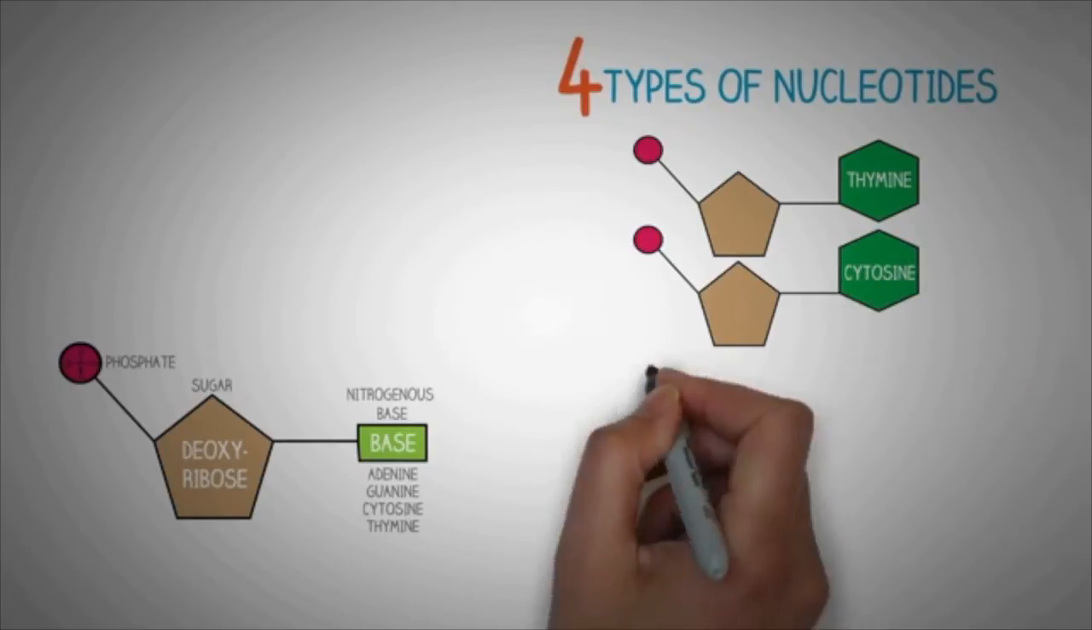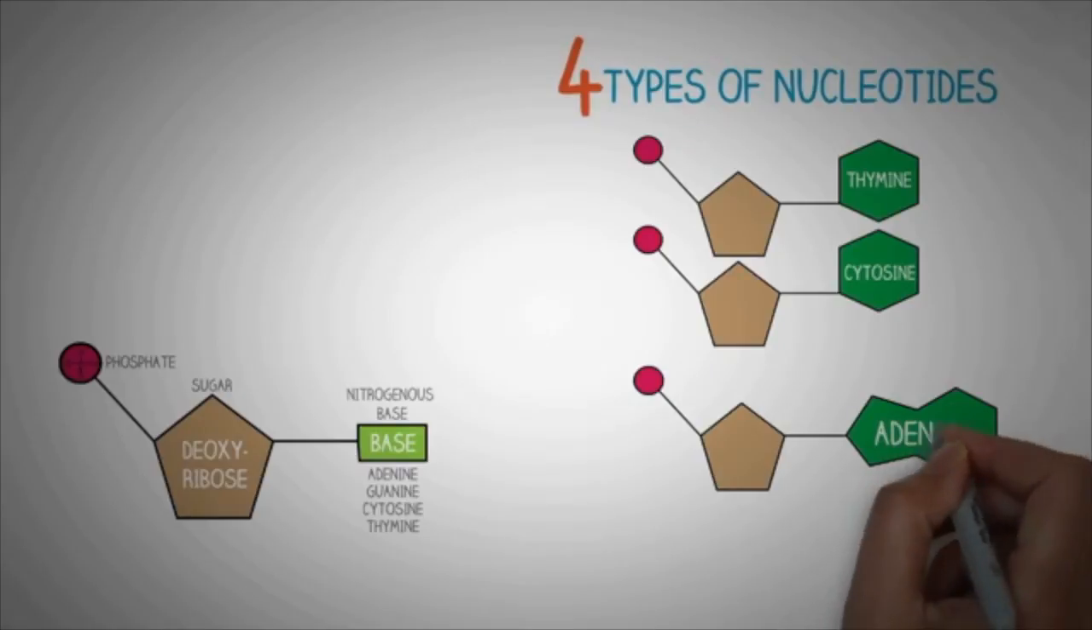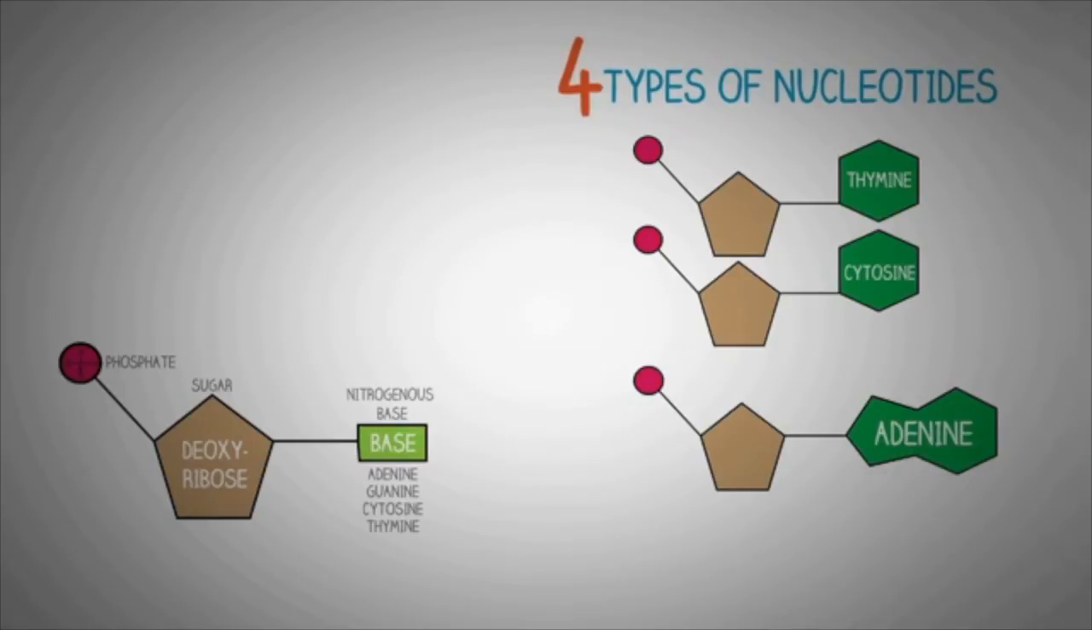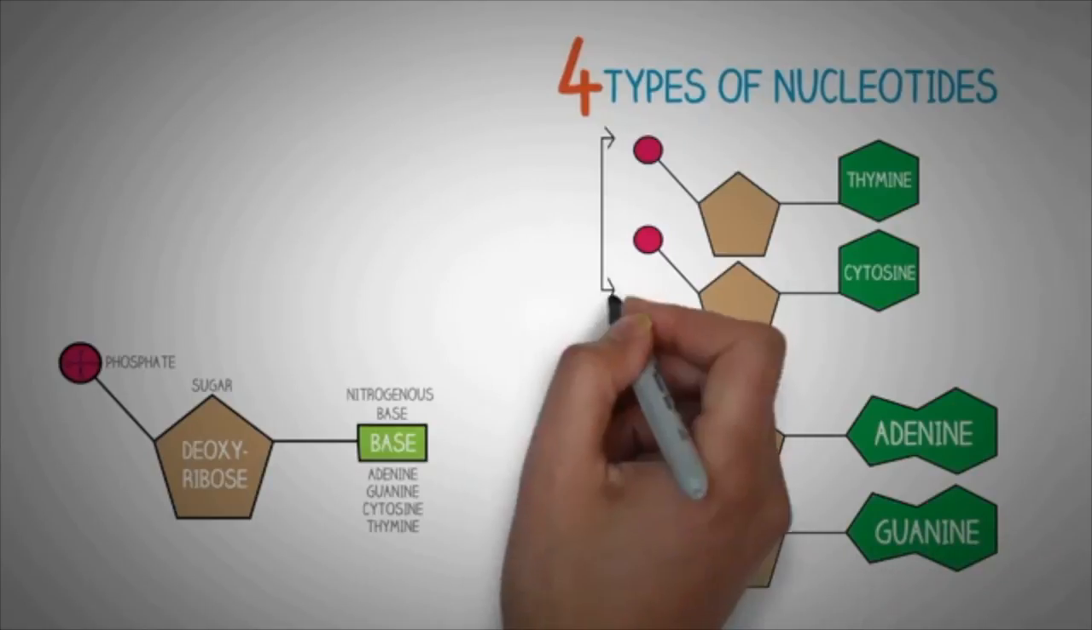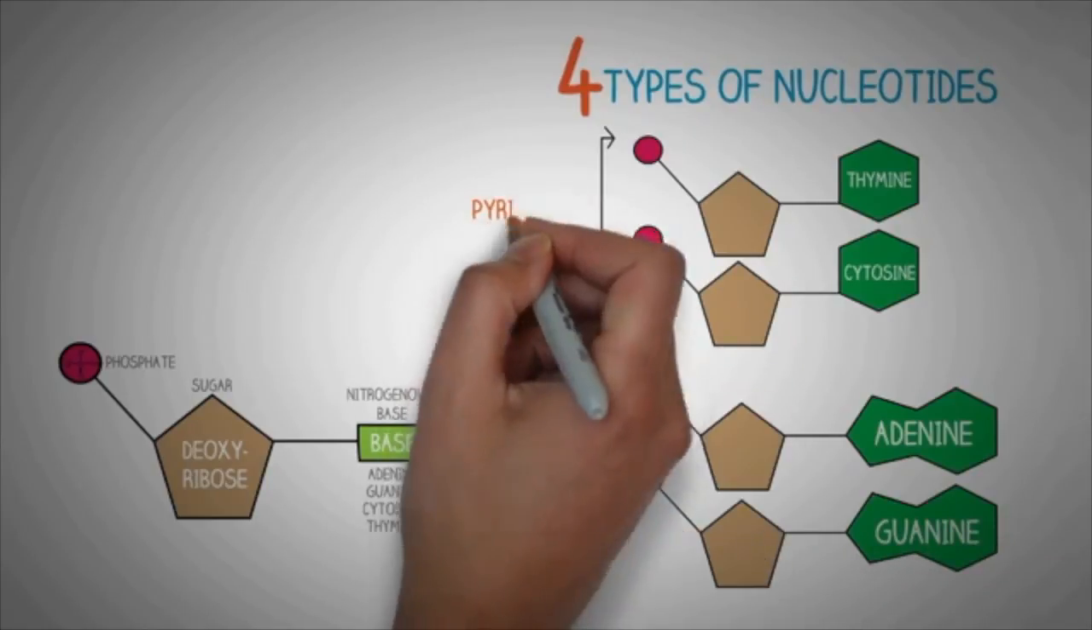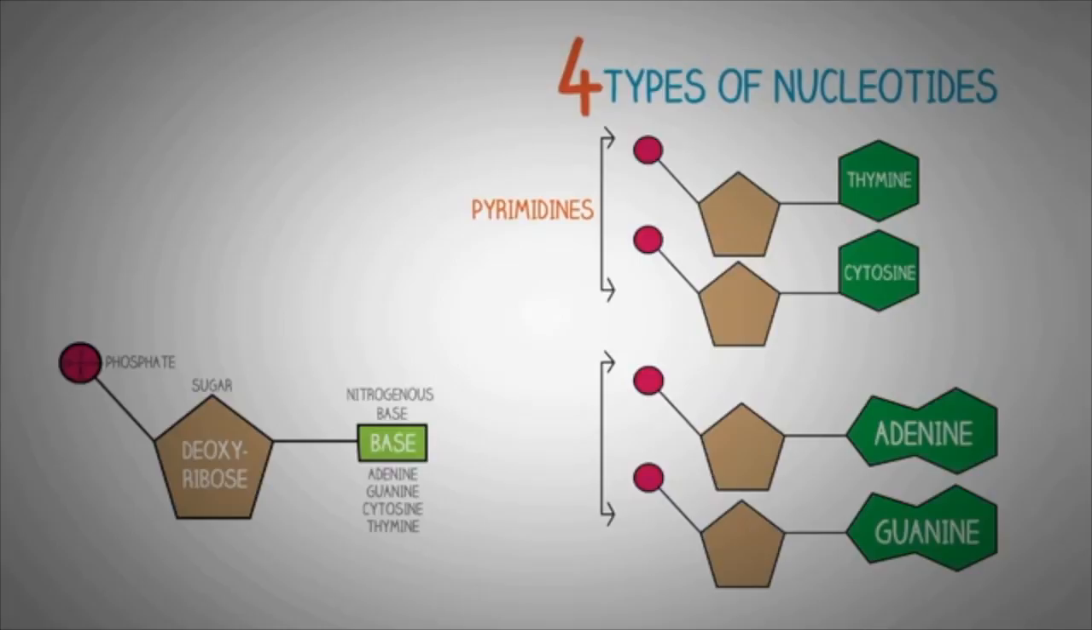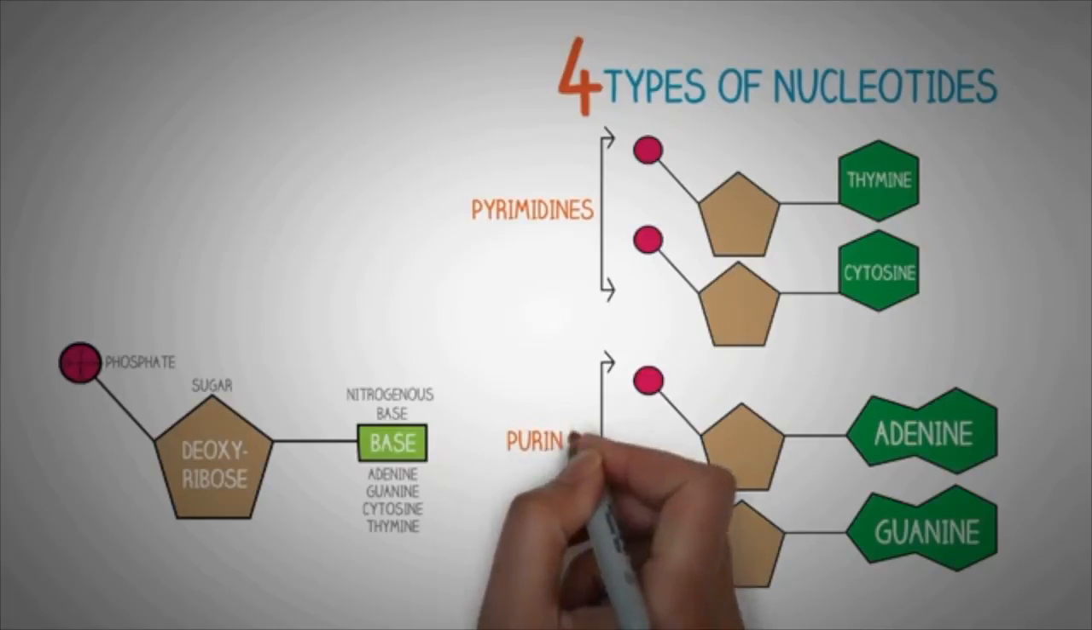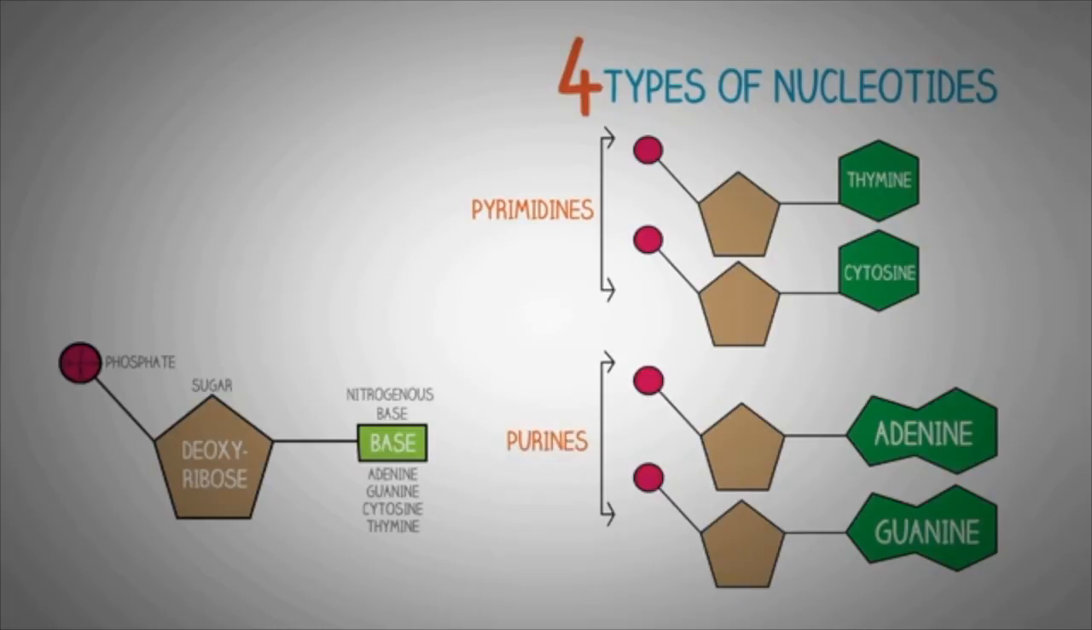Now, as you can see, these 4 nucleotides are arranged in 2 groups. The first group is known as pyrimidines, and these contain the nitrogenous bases thymine and cytosine, which are both single ringed bases. And the second group contains the nucleotides which are known as purines, which have adenine and guanine as the nitrogenous base, which are double ringed structures.